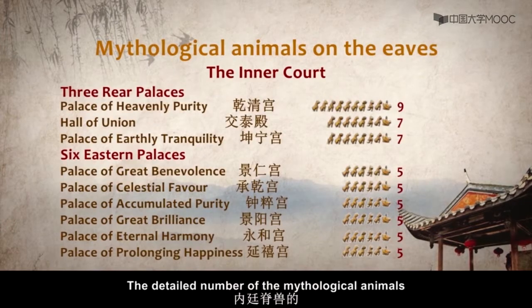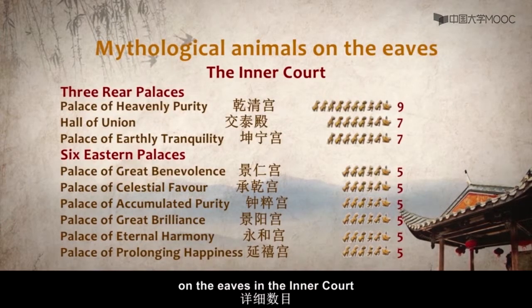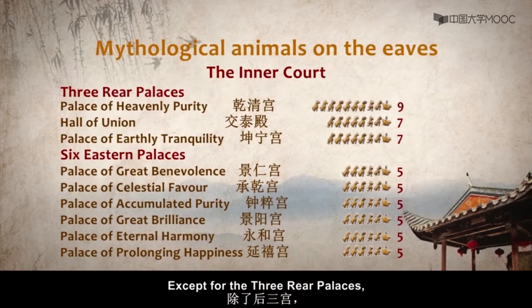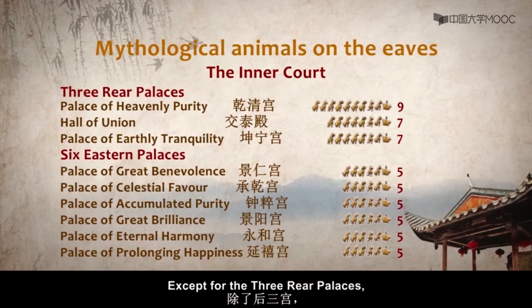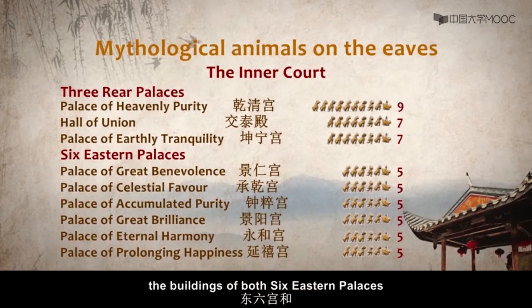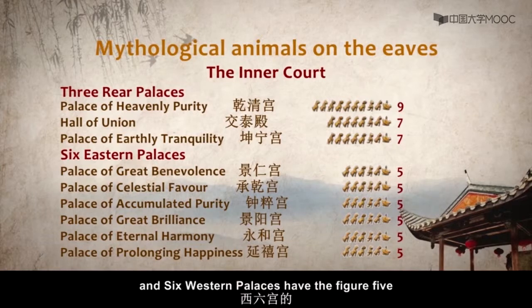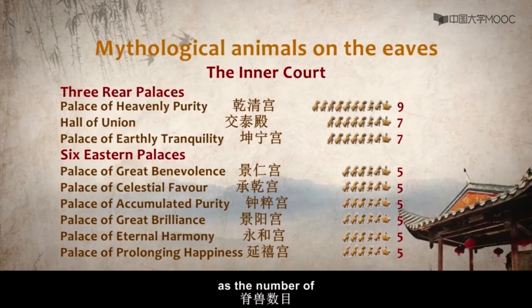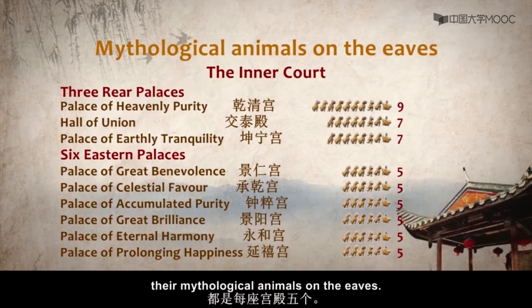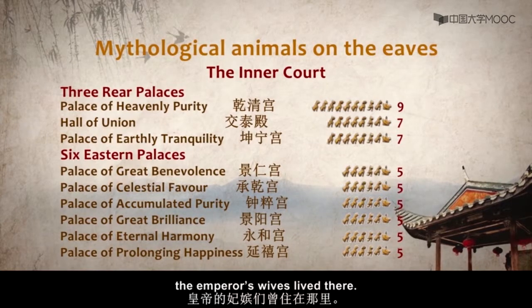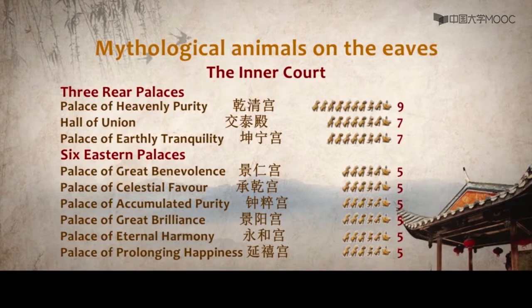The detailed number of the mythological animals on the eaves in the inner court can be shown here. Except for the 3 rear palaces, the buildings of both 6 eastern palaces and 6 western palaces have the figure 5 as the number of their mythological animals on the eaves. As is shown to us, the emperor's wives lived there.